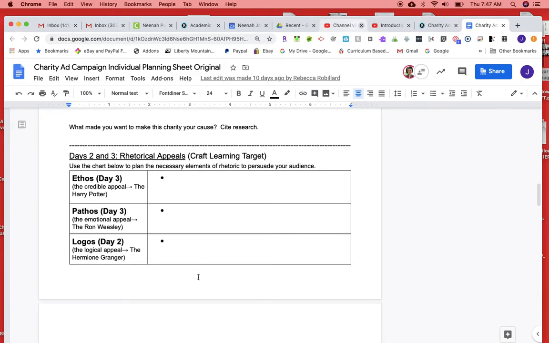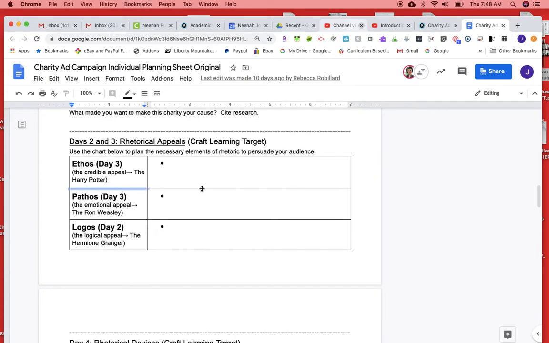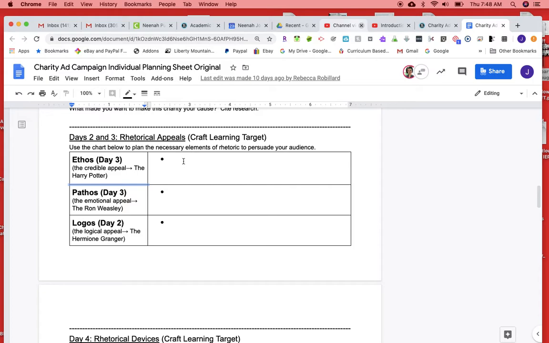Day 2 and 3, you learned about ethos, pathos, and logos. So logos is more of the facts, the data. Pathos is more the emotional appeal. Ethos is the credibility appeal. So we want you to use all three types. And this is the craft learning. This is showing Miss Robillard that you understand how to use craft, how to use your wording that will help convince people to vote for your charity.